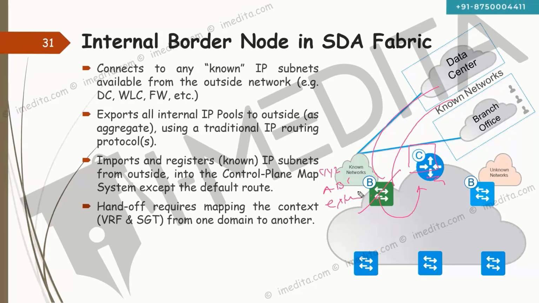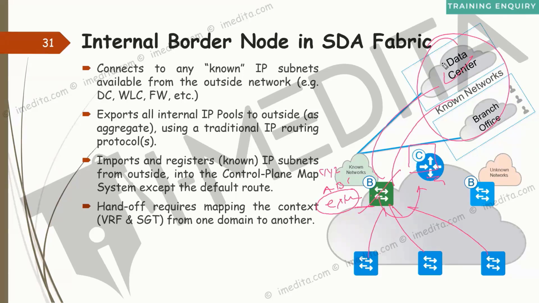Since this device is configured as an external border node, it is being used as the gateway of last resort. Everyone can still use that device to reach these external destinations. So the only point that matters is whether you want to import the external routes into the SDA or not. If you want to, configure it as an internal border node. If you don't want to, configure it as an external border node. And the best, I would say, is to do both.